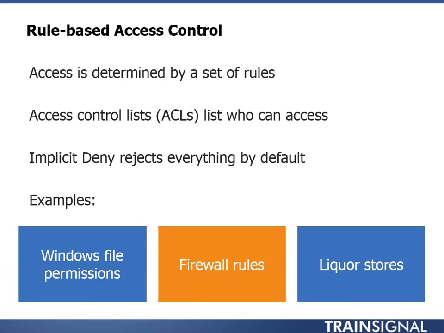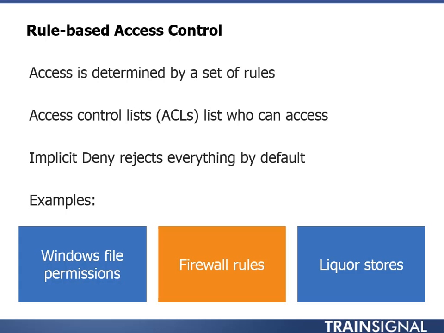Rule-based access control, again, is not mutually exclusive with role-based access control. Rule-based access control simply defines a list of rules that control any given user's permissions over an object. These are commonly known as ACLs, or access control lists, and Windows file permissions are an example. Firewall rules are also an example. Liquor stores are an example too.